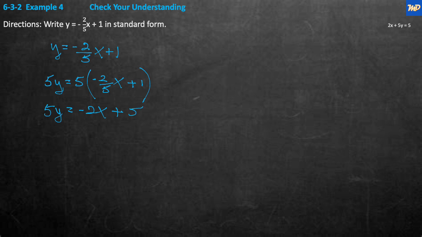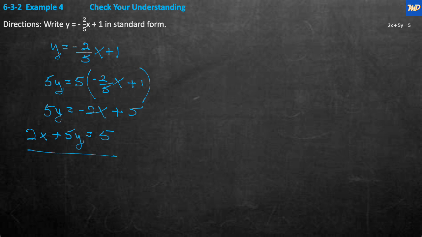Now, you can't have the x on the right-hand side. You have to have the x on the left-hand side with the y. Well, let's just put it this way. The x and y have to be on the same side, and then the constant term on the opposite side. We're going to move the x to the left side. So when we do that, we're going to add 2x to both sides. So we're going to get 2x plus 5y is equal to 5.